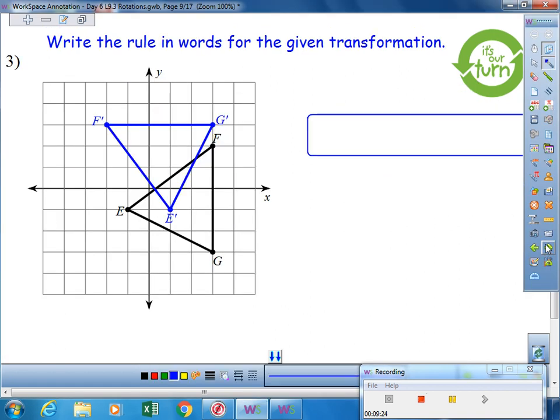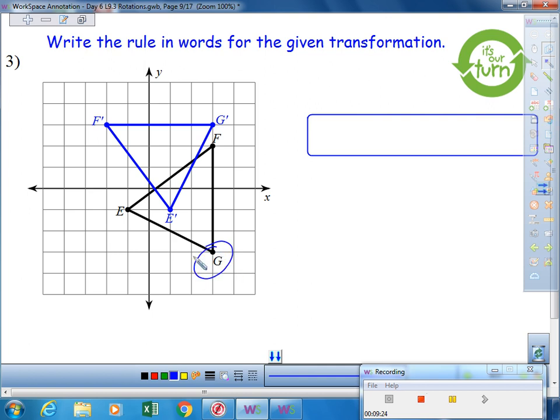All right, let's try this one. Check the letters. F, G, E. F, G, E. They're the same, right? So it rules out reflection. So this E is on the left. Is E on the left? No, it's on the bottom. So it rules out translation. So let's pick G.